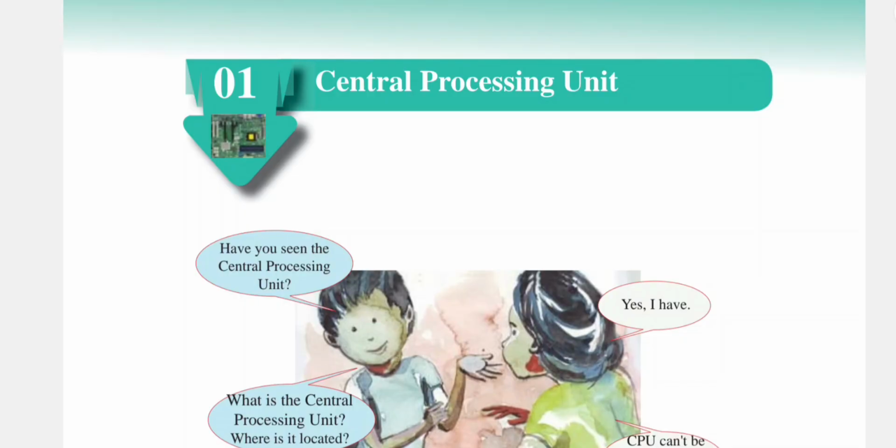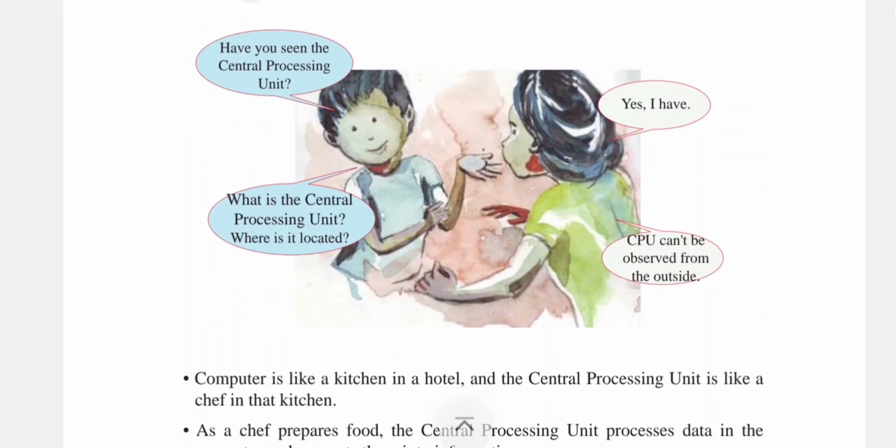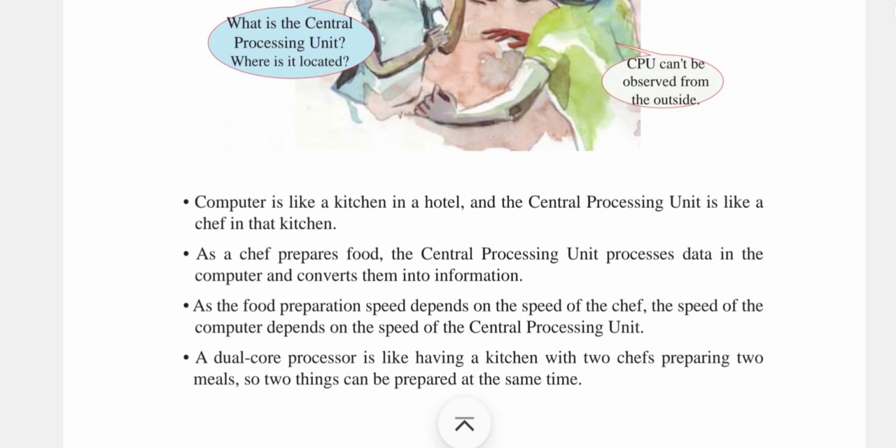Let's understand it with an example. Imagine a big hotel kitchen. The computer is like the kitchen. The CPU is like the chef. Just like a chef takes raw ingredients, cooks them, and turns them into tasty food, the CPU takes data, processes it, and turns it into useful information. What about speed? If the chef works fast, food is ready quickly. If the chef is slow, food takes more time. In the same way, a fast CPU equals a fast computer, and a slow CPU equals a slow computer.